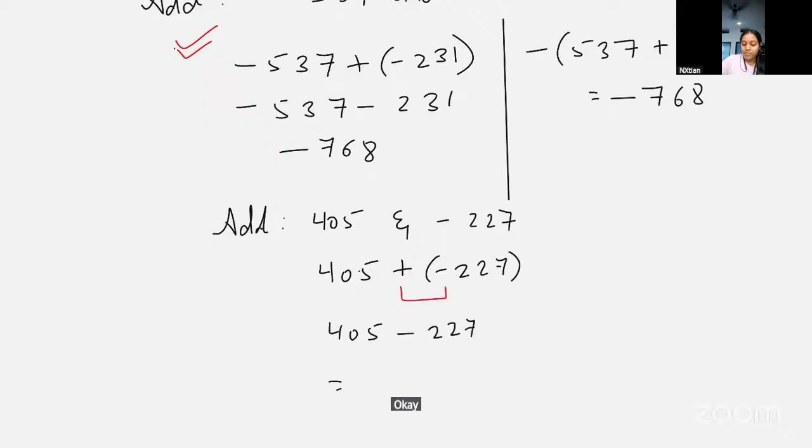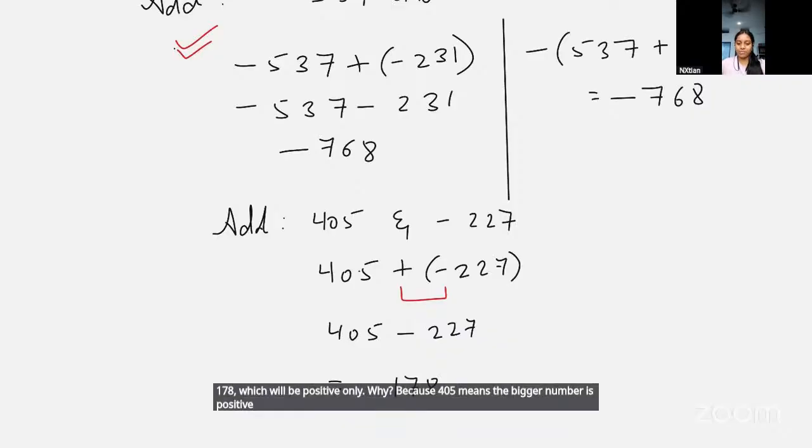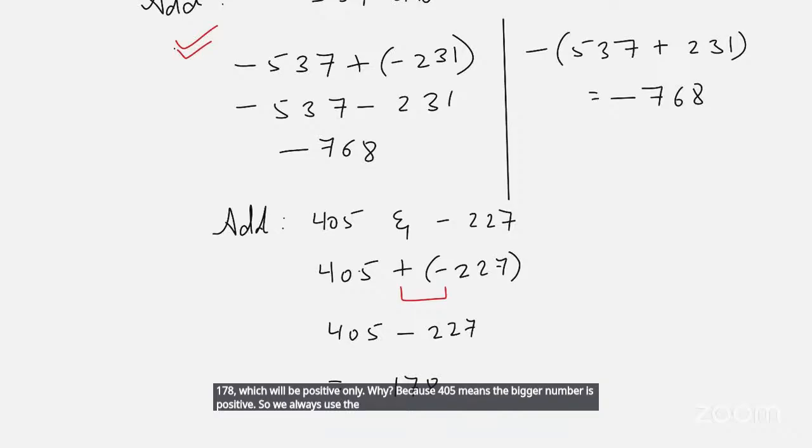Okay. How much do I get? 178, which will be positive only. Why? Because 405 means the bigger number is positive. So we always use the sign of the bigger number. Okay. Bigger number is positive, so the answer will also be positive.